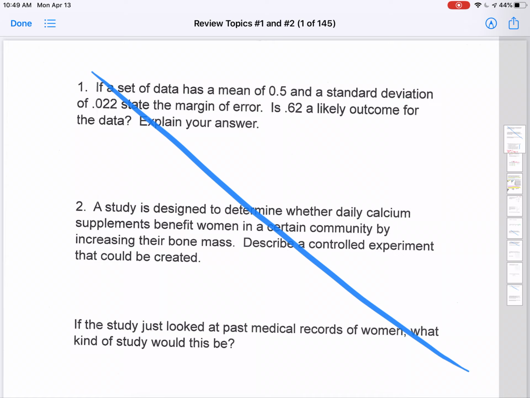Hi guys, all right, so let's do some review this week. I had to cross off some things because it's in the statistics unit and I didn't get to teach you that yet. That's our last one. So we'll cross off 1 and 2 and let's go into number 3.